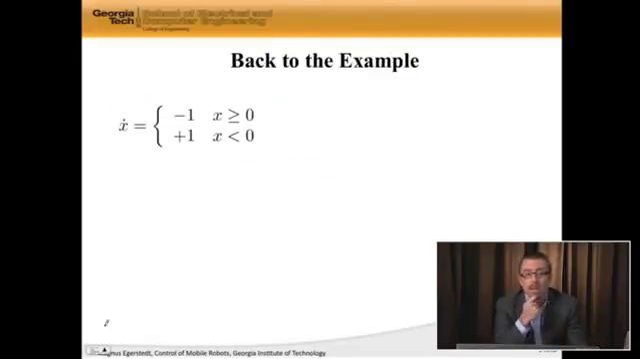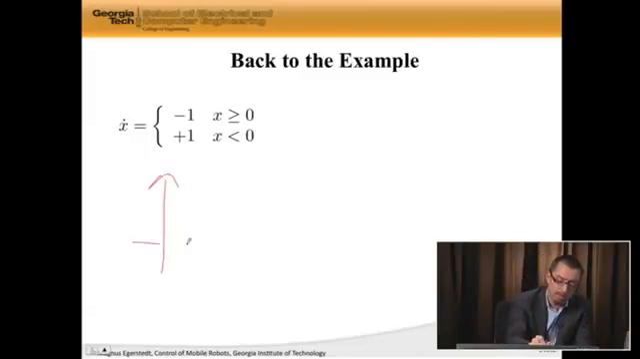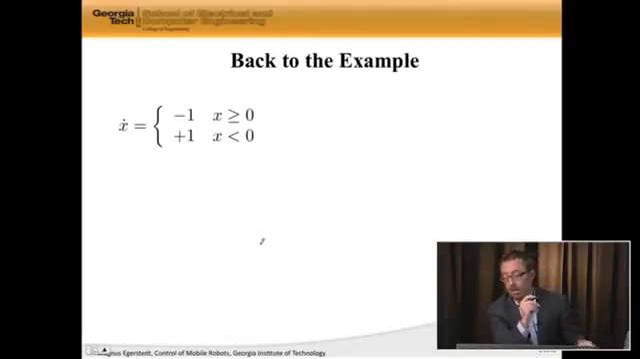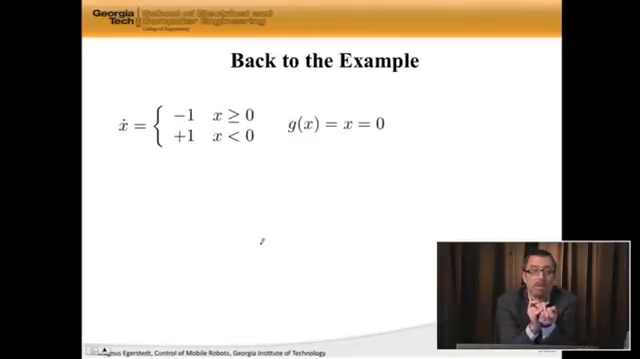Well, let's see how we can actually solve that. So let's go back to our old friend, the example. And again, this example looks like this, where, you know what, I'm sliding down with slope minus 1. Here's x and here's time. And when I hit the switching surface, I stay with x equal to 0 for the duration. Okay, what is the switching surface, first of all? Well, it's x equal to 0. So g of x is simply x equal to 0.